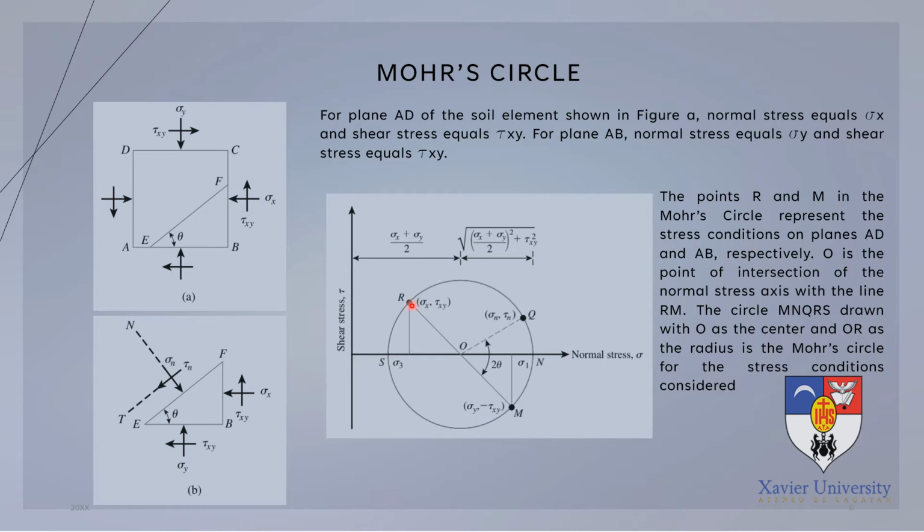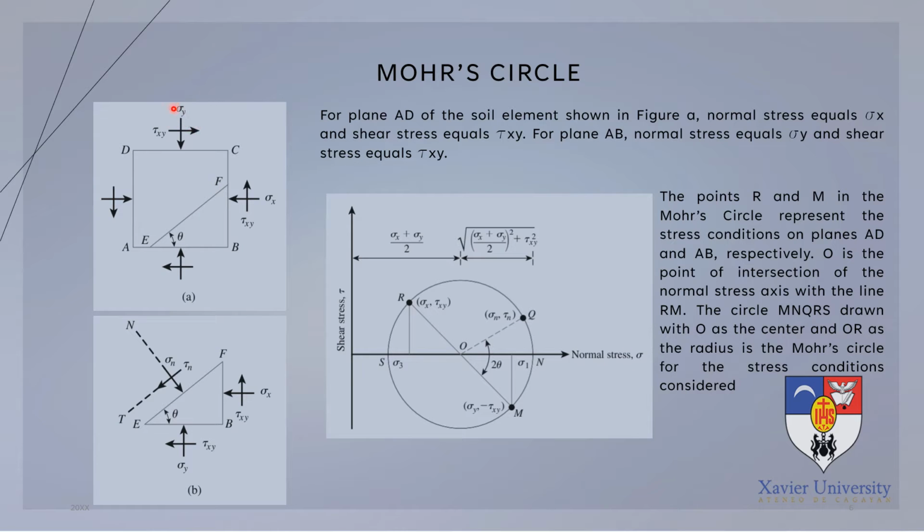So points R and M in the Mohr circle represent the stress conditions on planes AD and AB respectively. So these stresses, when plotted on the Mohr circle, are plotted at points R and M. Our y-axis is for the shear stress, and our x-axis is for the normal stress. Any movement along the y-axis represents a value for shear stress, and any movement along the x-axis represents a value for normal stress.